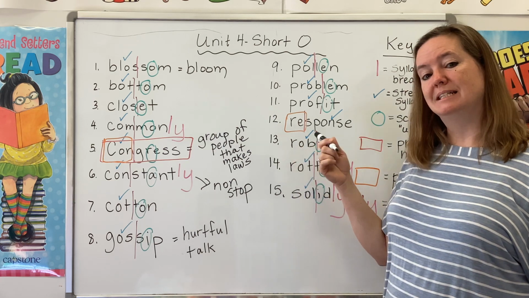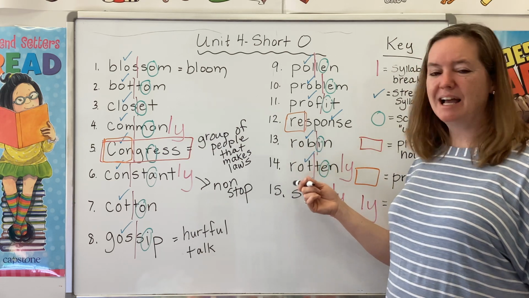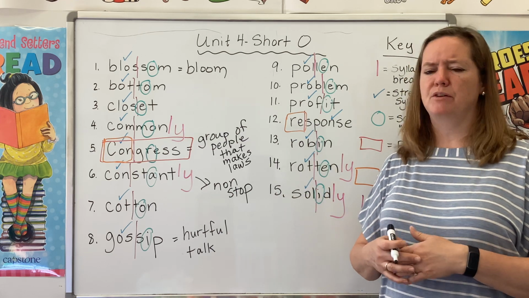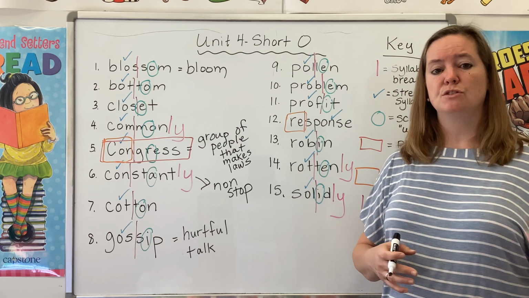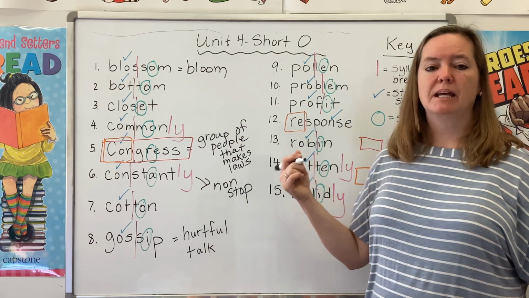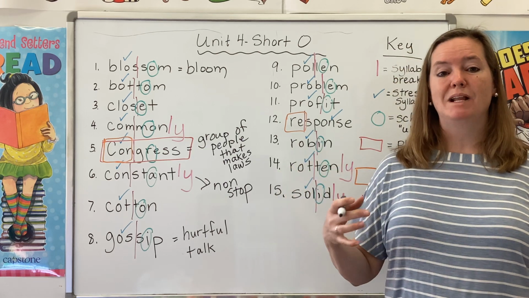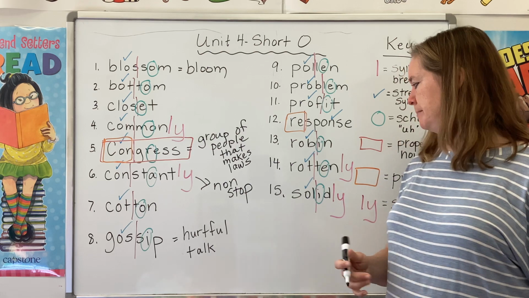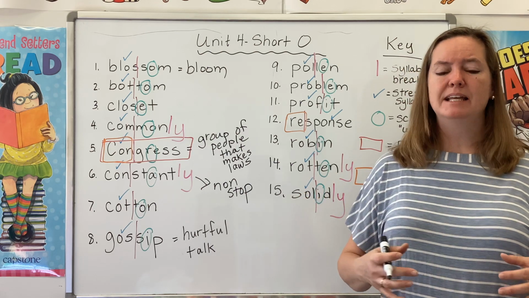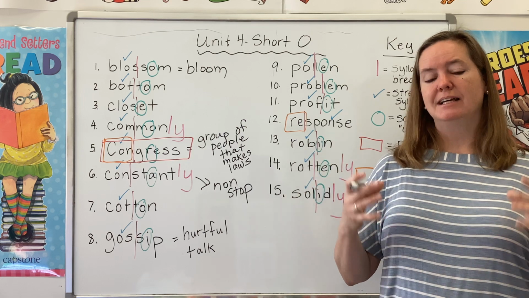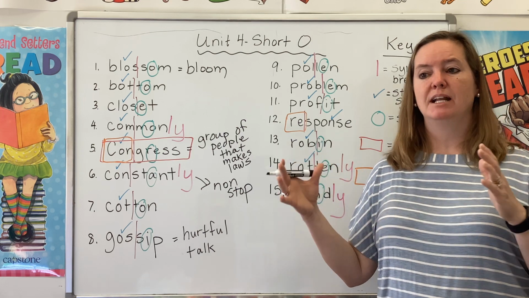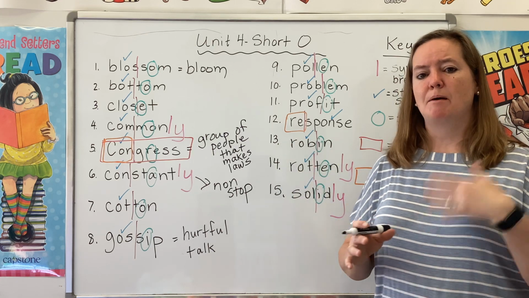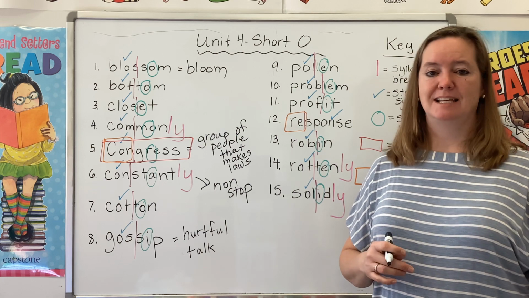A robin is a little bird. Rotten can mean a couple different things. It can mean mean, like, oh, my big brother is so rotten. He's always rotten to me. That would be one meaning, but it can also be used to describe food that goes bad. Ooh, don't eat that. I think it's rotten. I think it's spoiled. And then the last word, solid. If something's solid, it's hard, it holds its shape. Remember, we have different states of matter. We have liquids, gases, and solids. So if it's something you can hold in your hand, it is a solid.